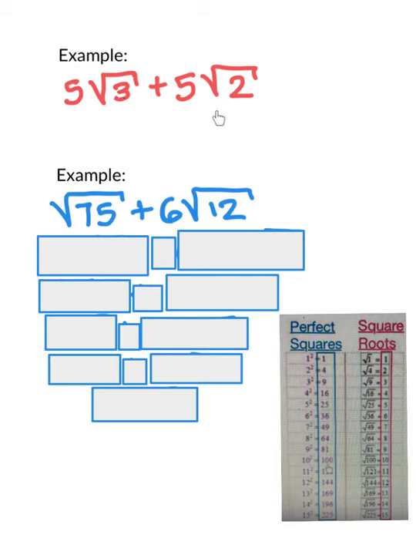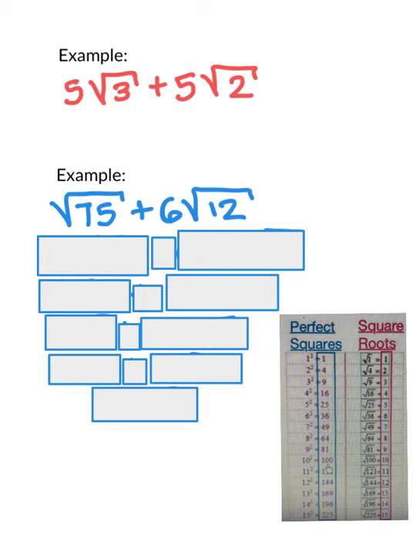And can we add these together? No, we cannot. Because they are not the same underneath the square root sign, we're just going to leave the final answer as 5 square roots of 3 plus 5 square roots of 2. We cannot add these 2 together, because underneath the square root sign, there are 2 different numbers.